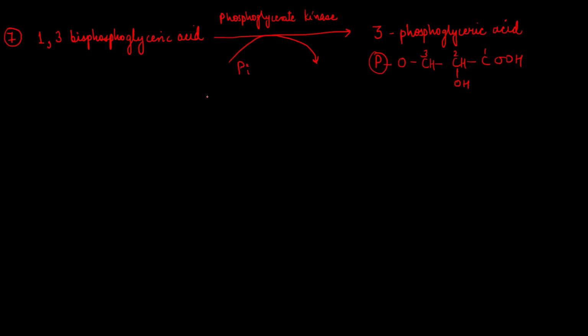Okay. Now in the cell, the ADP that is present will take this phosphate. So ADP will come and take this phosphate and get converted into ATP. Okay. So this is what happens here. The phosphate that is released from 1,3-bisphosphoglyceric acid is taken by ADP to form ATP. And this is known as substrate level phosphorylation.